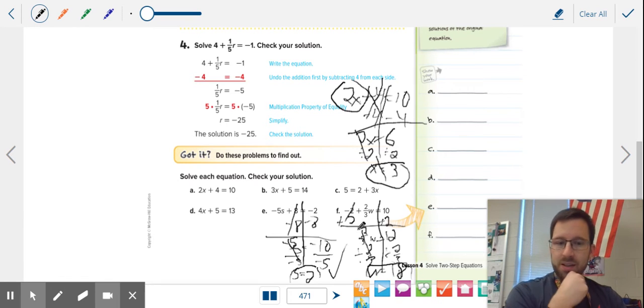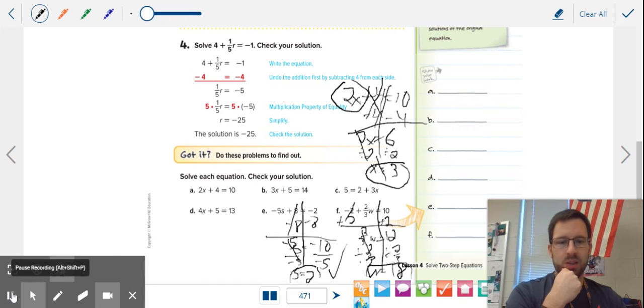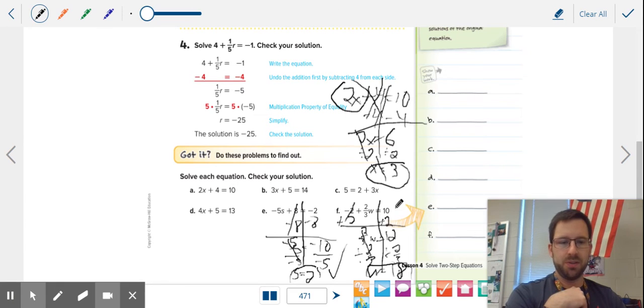Let's check it. 18 times 2/3 is 36 divided by 3, is 12. 12 plus negative 2 is 10.